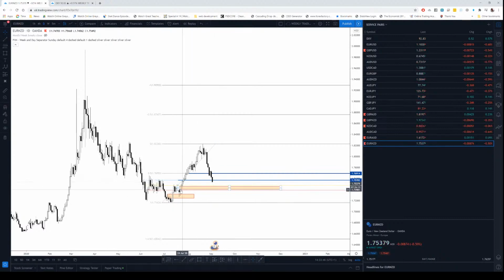So watch this area. I'm all over this one. I'm all over this one. Once we get down there, it's just too juicy not to buy it down there.